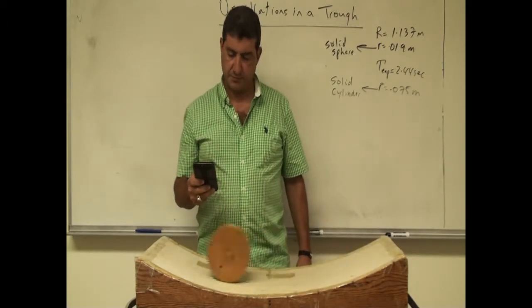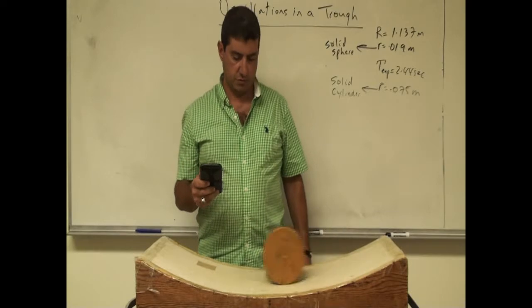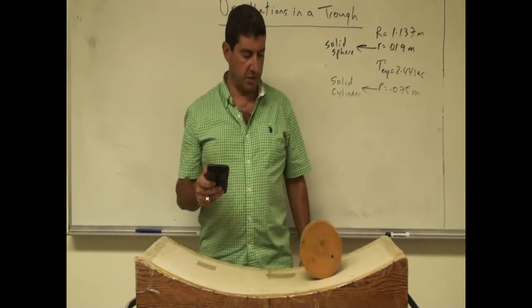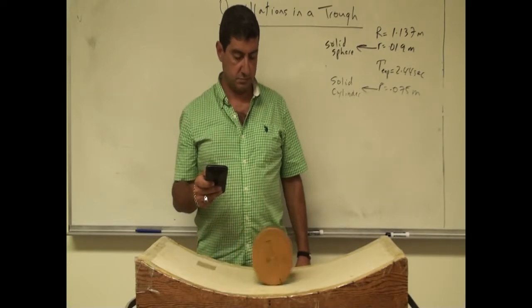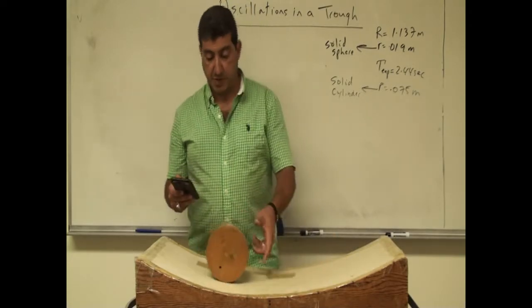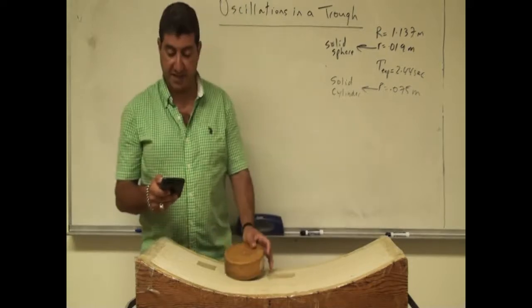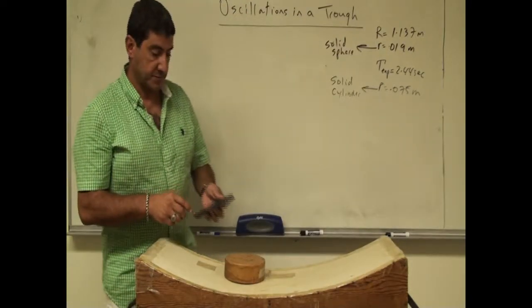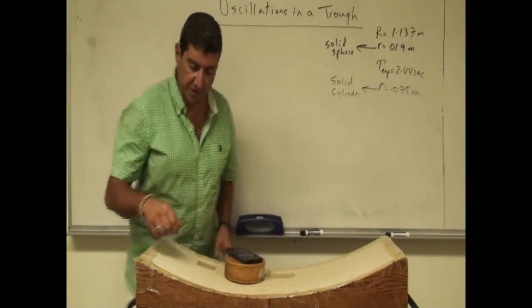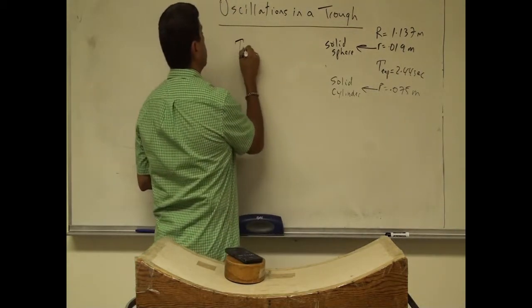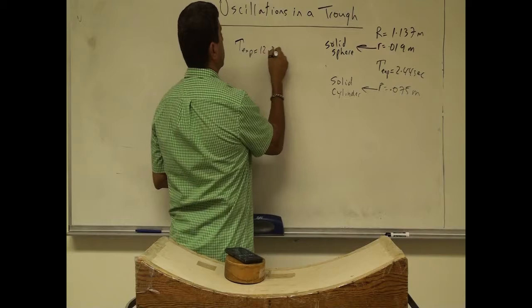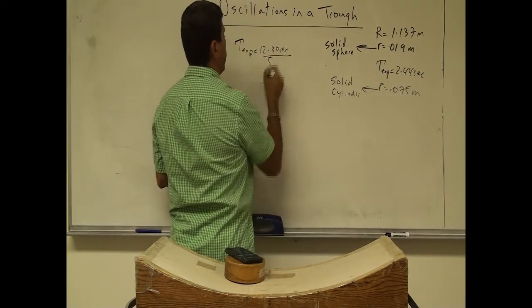1, 2, 3, 4, 5. Okay, 12.29 seconds. So we'll just round it, let's say 12.3 seconds. 12.3 seconds, so the T experimental is going to be 12.3 seconds divided by 5.